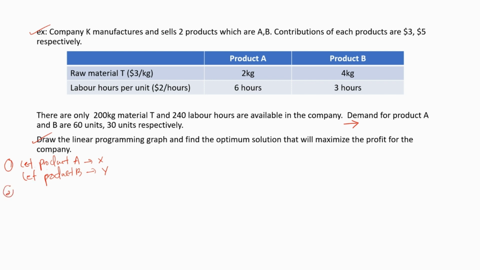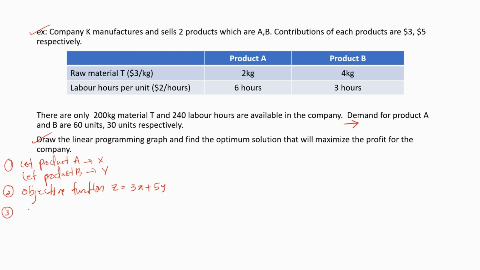The second step is to model the objective function. The objective function is denoted by letter Z, so this is equal to the total contribution. Contribution of product A is $3 per unit and there are x number of product A, plus 5 is the contribution per unit of product B. There are y number of product B. This is the objective function.